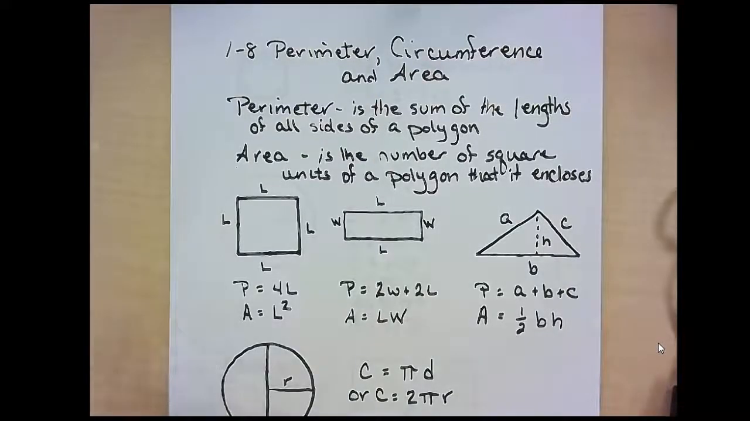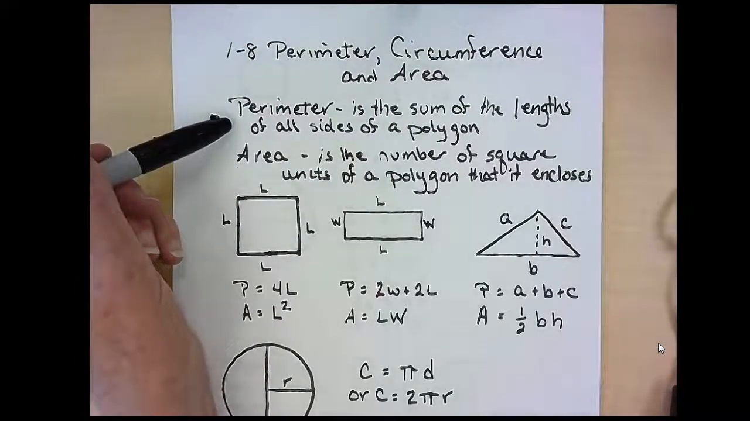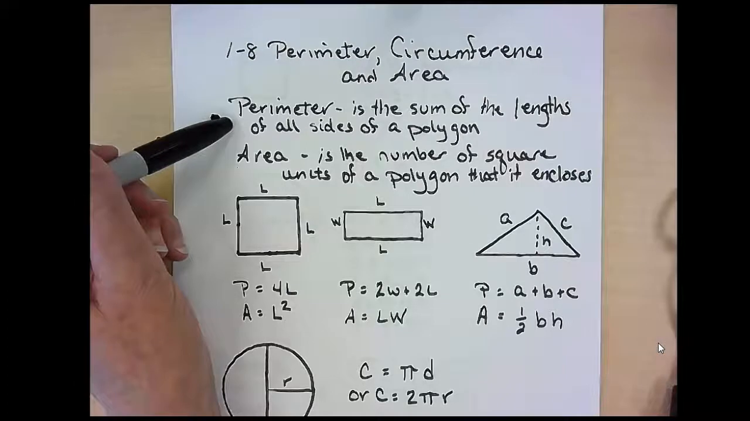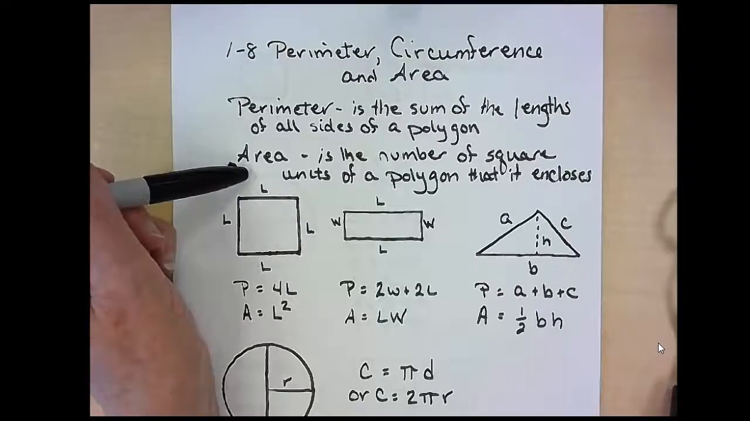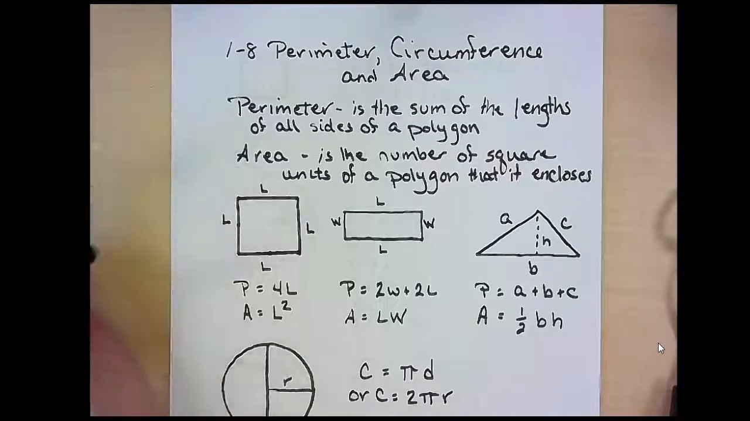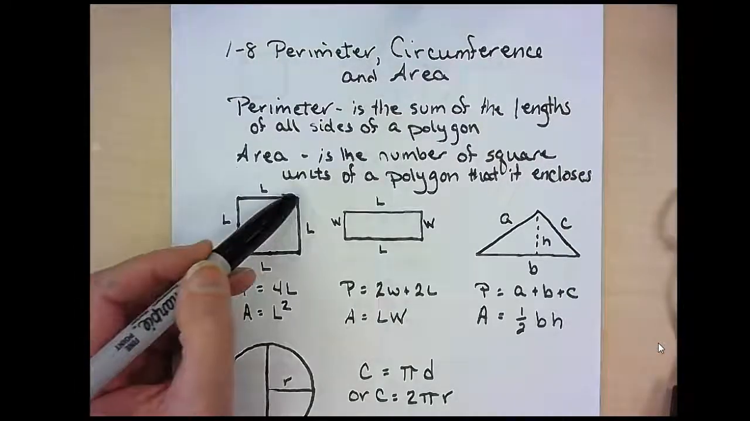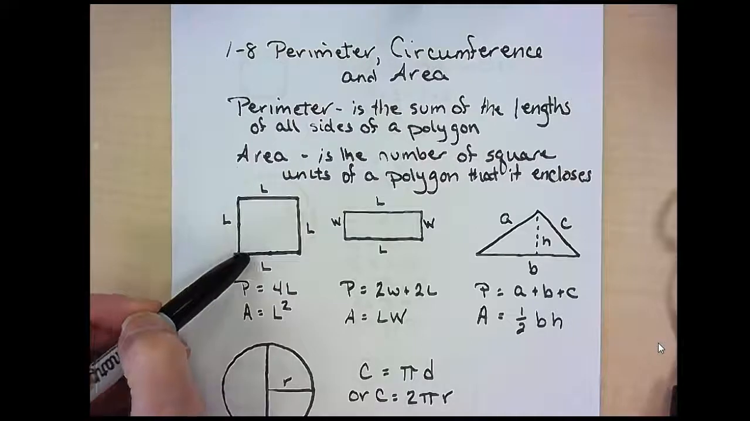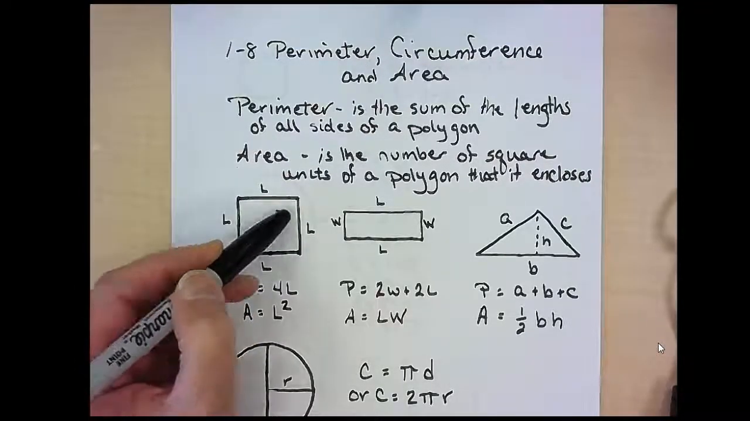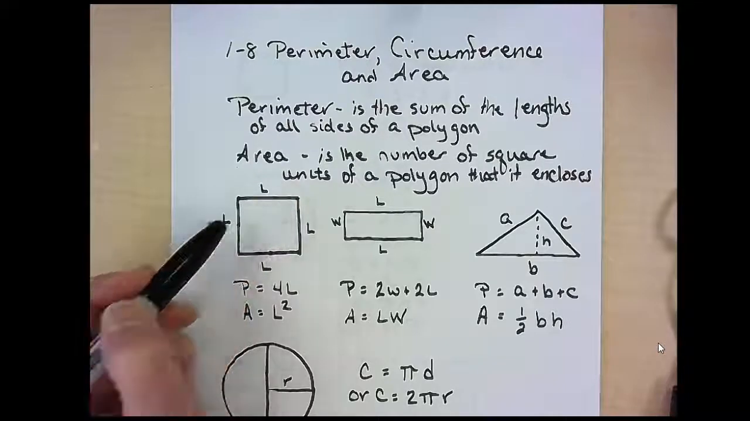Okay, today we're doing 1-8 perimeter, circumference, and area. The perimeter, as you know, is the sum of the lengths of all sides of a polygon. The area is the number of square units of a polygon that it encloses. So the perimeter is always around the outside, your fencing. The area is how much grass you have inside your fence.